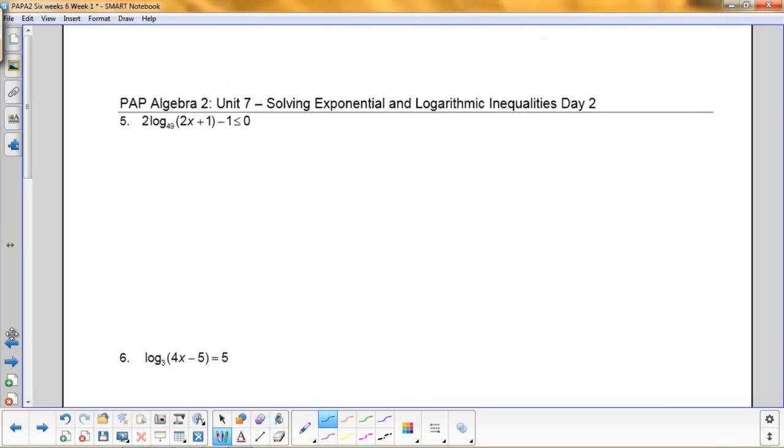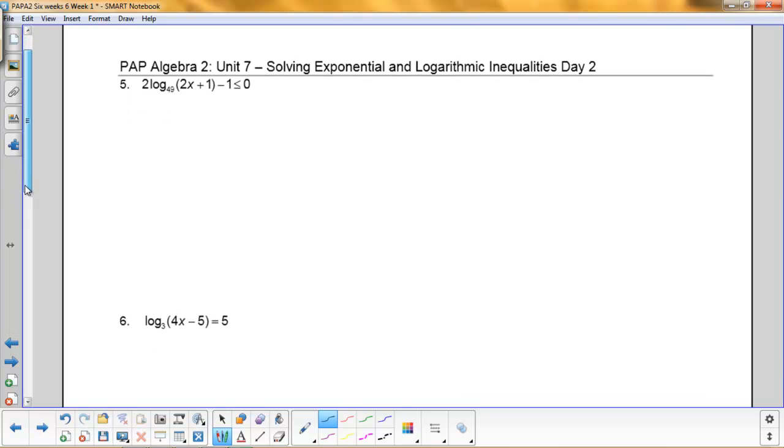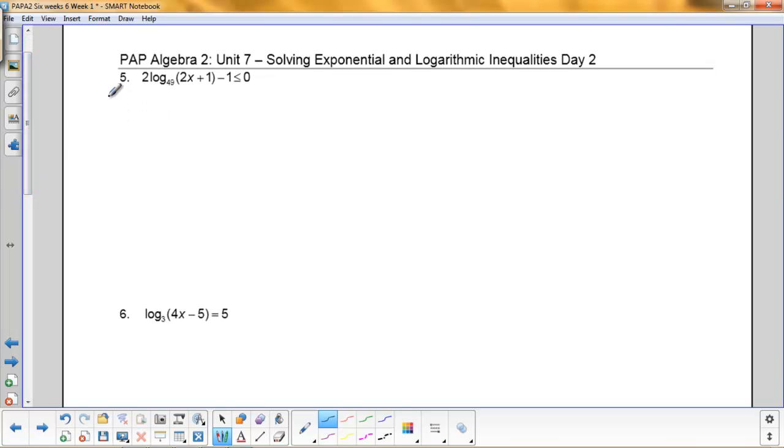Please take a few minutes now to solve questions 5 and 6. Come back tomorrow ready to discuss your solutions or any questions you might have covering these two problems.